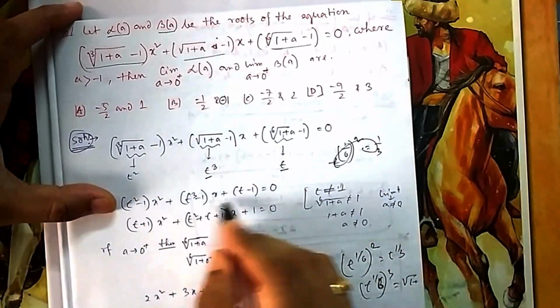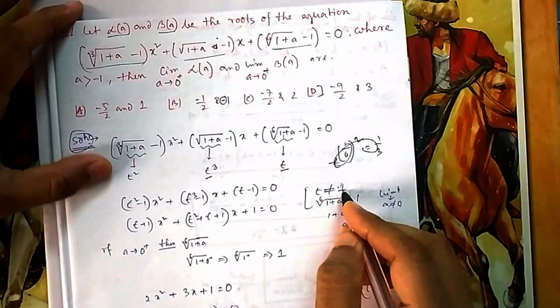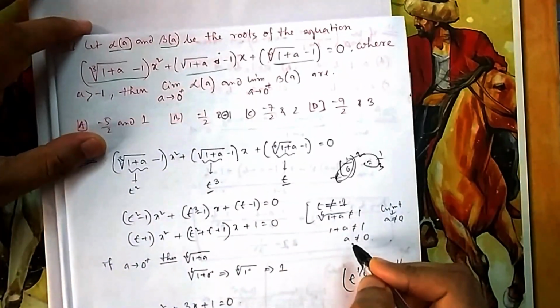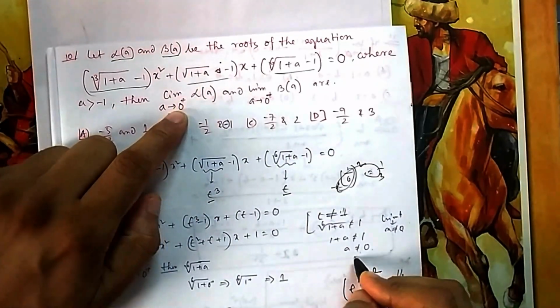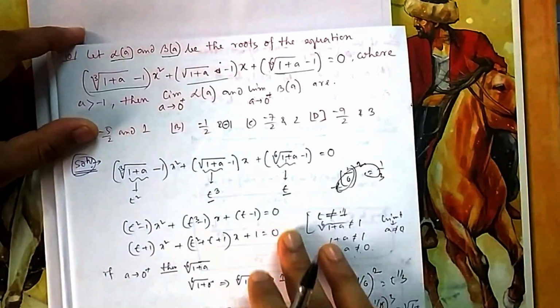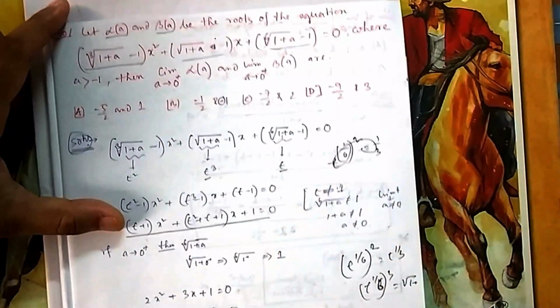So it will be t square minus 1. Now you can take t minus 1 common from this. t is not equal to 1, because if t is equal to 1, that means a is equal to 0. But a is not equal to 0 because a is going to 0 plus. So you can divide by t minus 1 on both sides. Now if you put 0 also, it will not change.